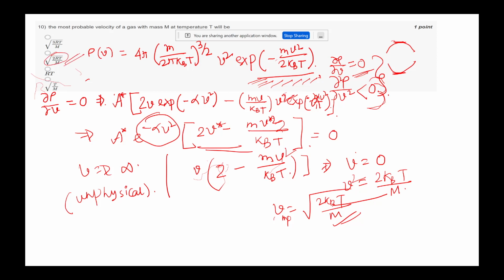Now I haven't finished my argument. Let's say if you put v equal to 0, then this term will be 0, right? This term will be 0. So that doesn't say anything about this thing. So this cannot be the most probable velocity. And now if you put infinity, that is also 0.